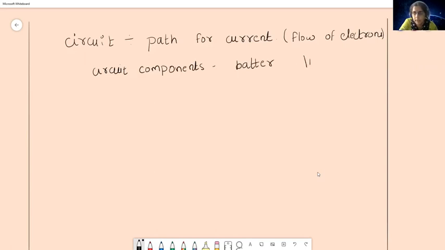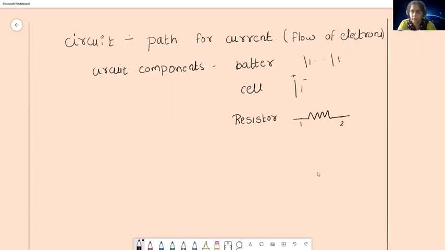So it is symbolized like this. It can be a cell, single cell. So it is like this. This is a positive terminal. This is negative terminal. You can also have a resistor. Okay, resistor, it is represented in this fashion. So this resistor has terminal 1 and terminal 2.